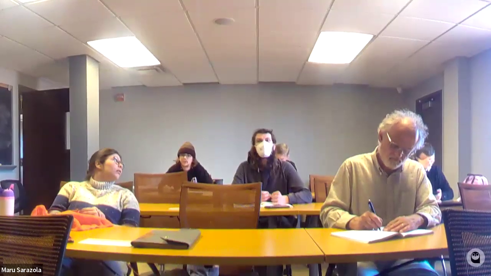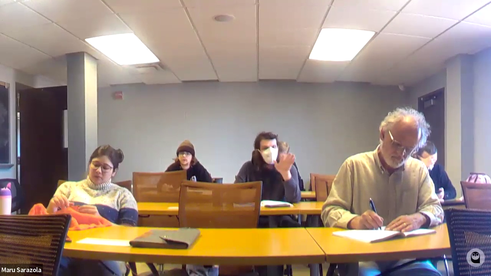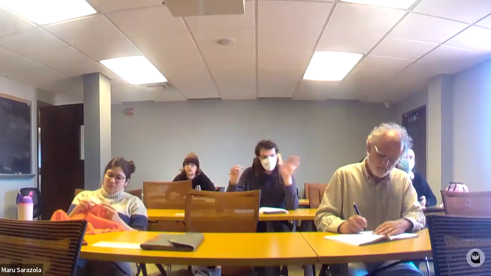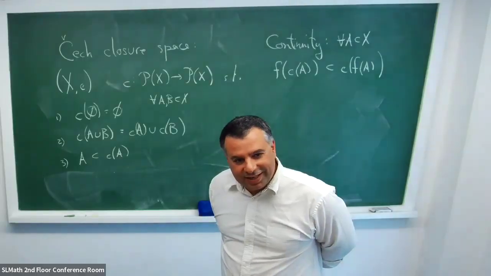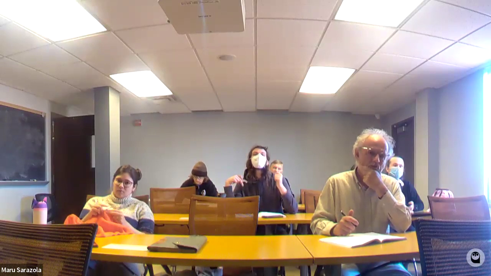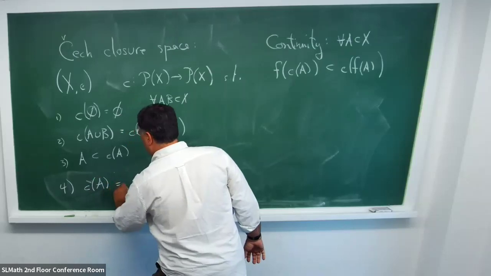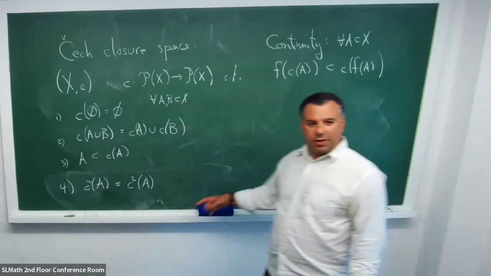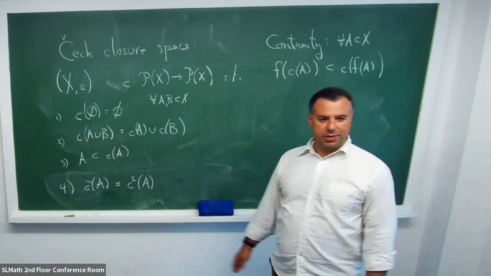Antonio, sorry, can I ask you to reproduce condition 4, which would have made it coincide with topological spaces? I saw it for about half a second. Yeah, sure. Condition 4: C of C of A is equal to C of A. That the closure of the closure is equal to the original closure. Got it. Okay, thank you.